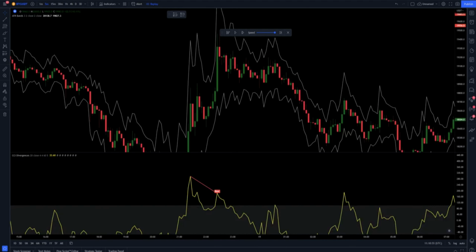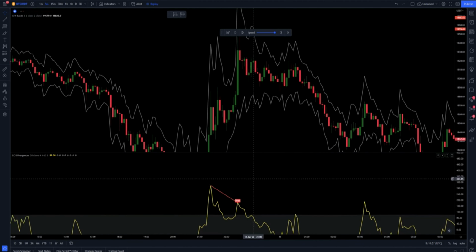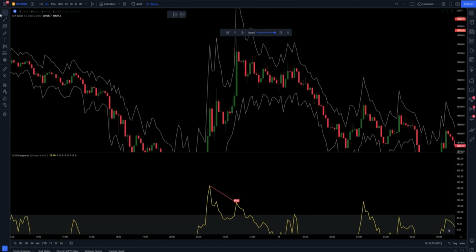First, ranging markets. When price chops sideways and EMAs are flat, this strategy becomes unreliable. You'll see fake CCI breakouts that quickly reverse and EMAs that cross back and forth. Avoid these zones entirely. If there's no trend, skip the trade.